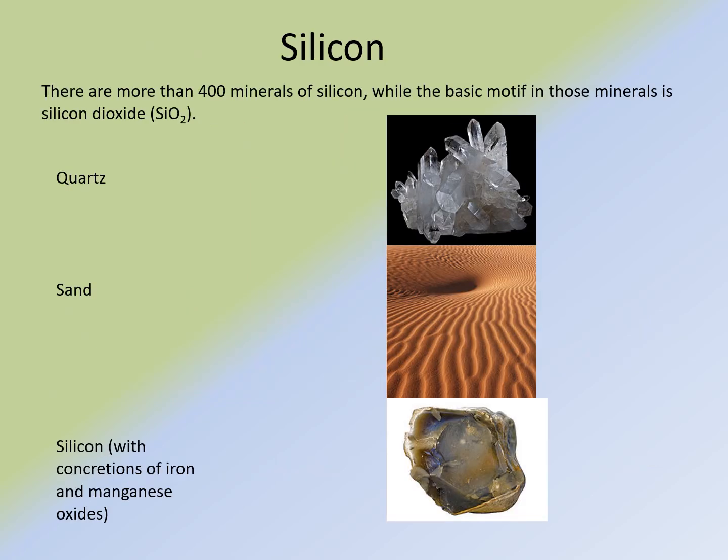About silicon, there are a lot of minerals of silicon, more than 400, and the most stable one is, of course, silicon dioxide, SiO2. SiO2 can form different modifications like quartz. The dispersed one is called sand, and silicon with concretions of iron and manganese oxides is a stone that can be found in Belarus, for example, in many fields.